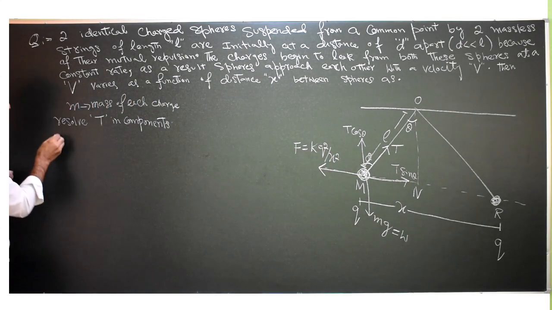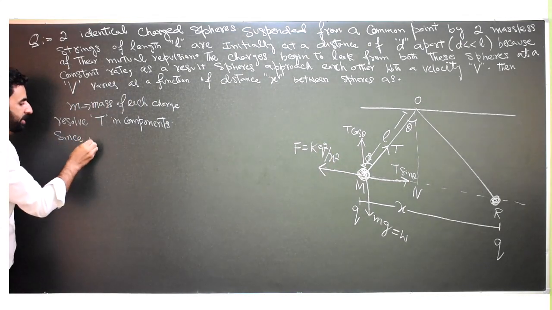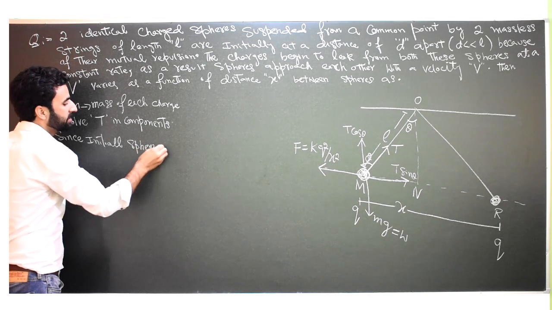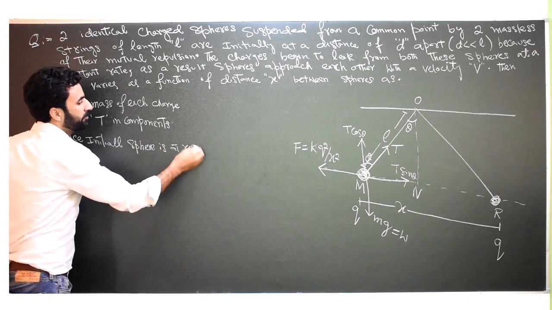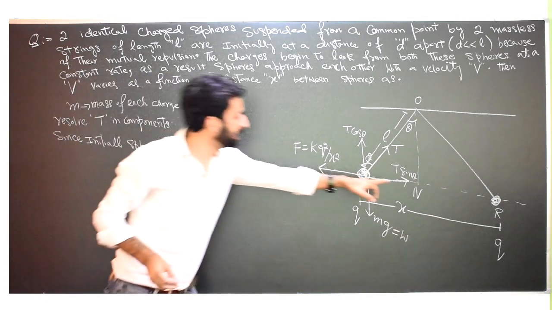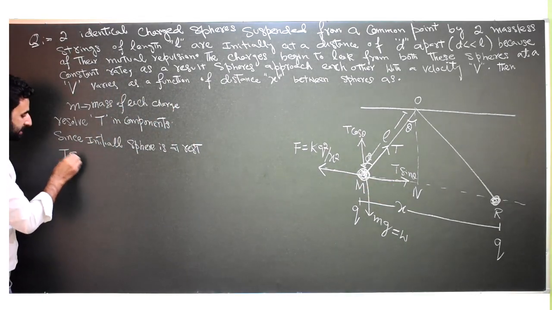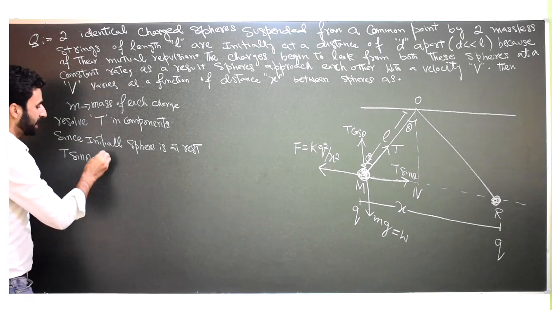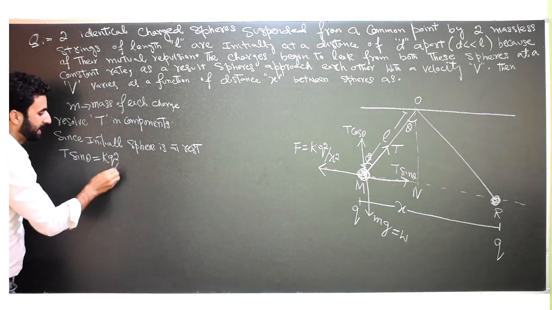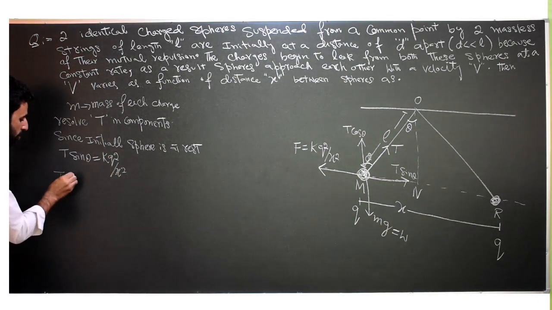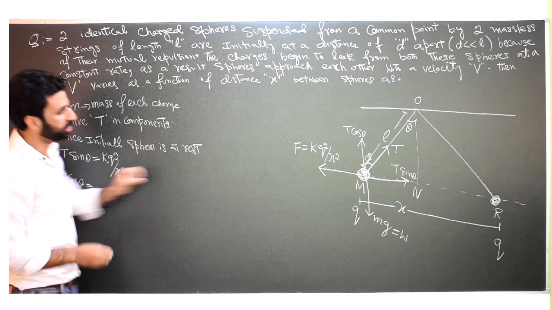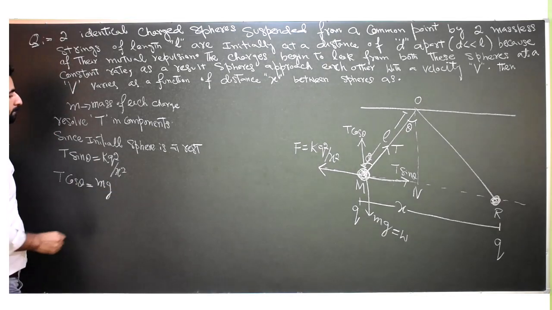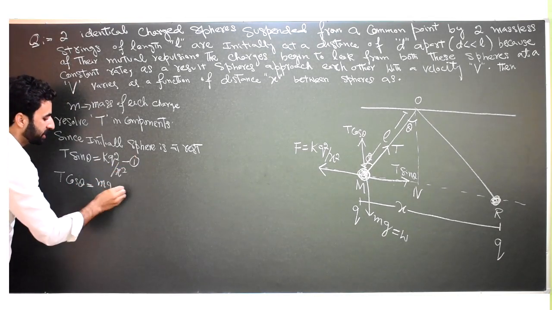So, let's write it this way: since initially the sphere is at rest, T sine theta will be equal to K Q square by x square, and T cos theta will be balanced by the weight of the body, that's mg. This is equation 1, this is equation 2.